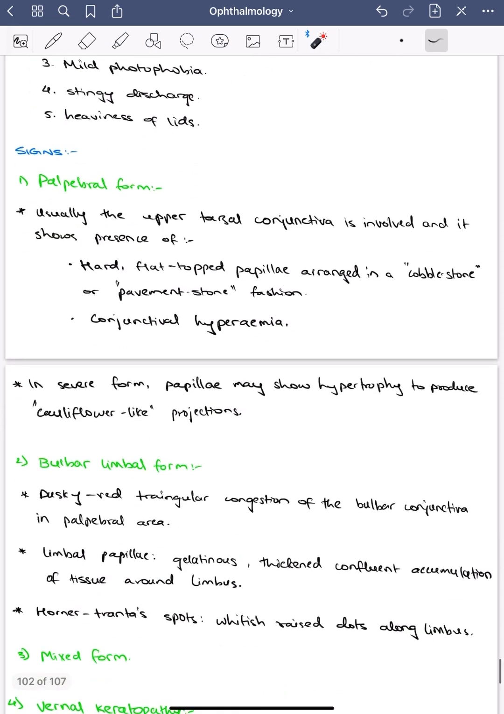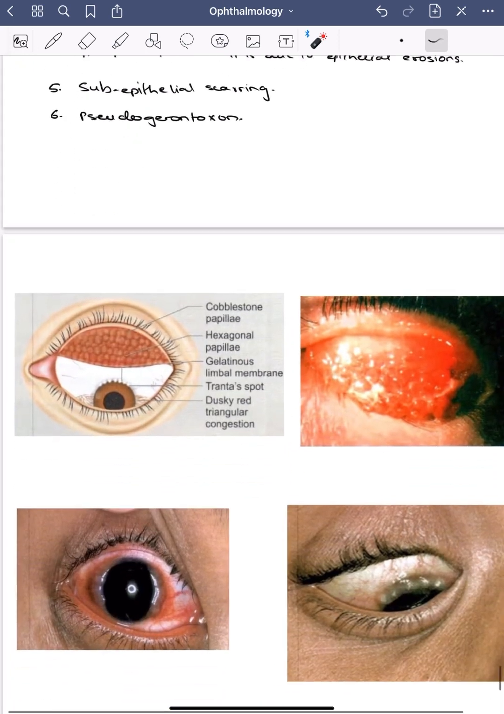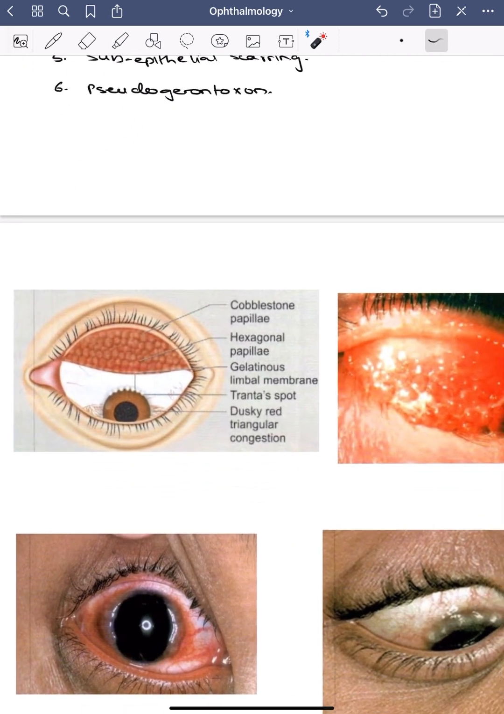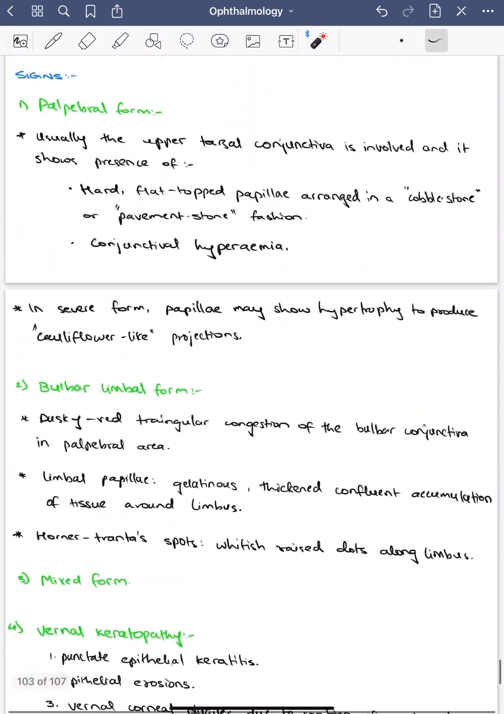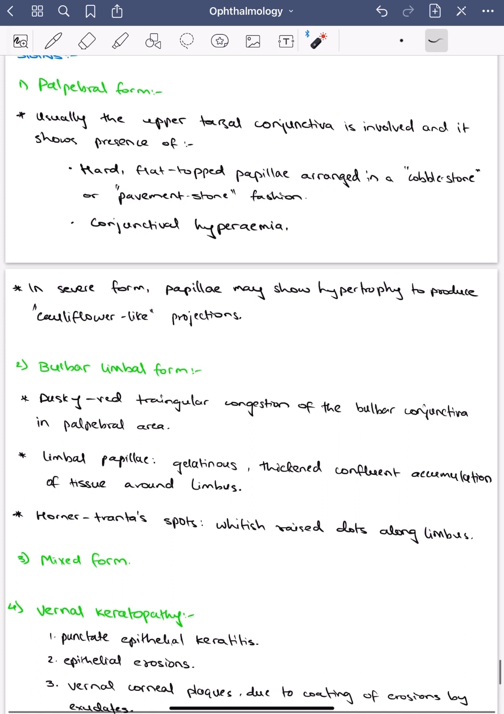Now let us look into the palpebral form first. Here the upper tarsal conjunctiva is usually involved, and it shows the presence of hard, flat-topped papillae arranged in a cobblestone or pavement stone fashion. So you can see in this diagram, this is the palpebral conjunctiva, and it shows the presence of papillae arranged in a cobblestone fashion. And this is the clinical picture showing papillae in the cobblestone arrangement.